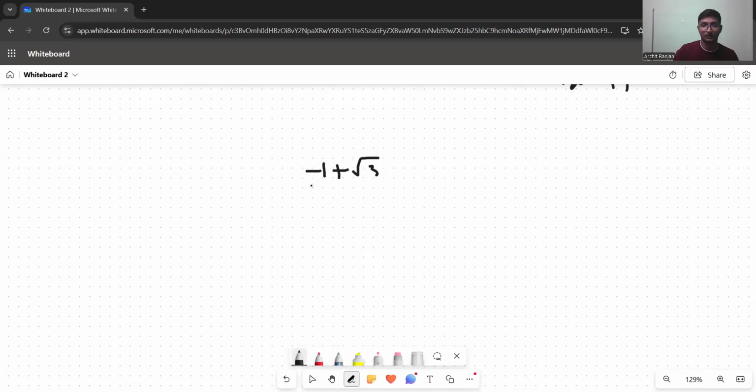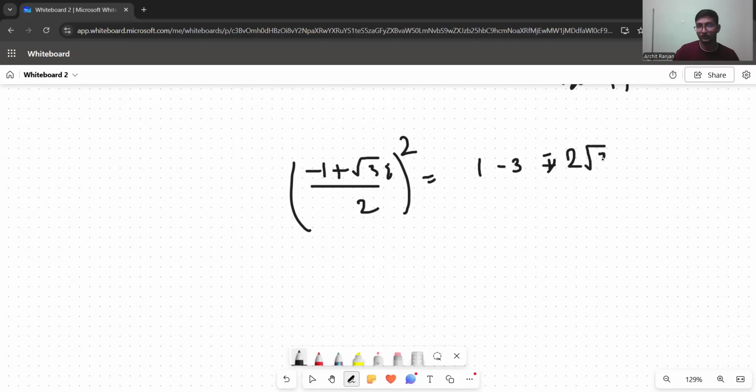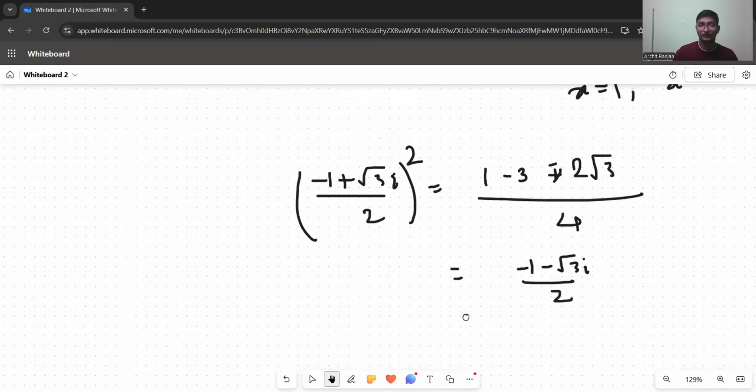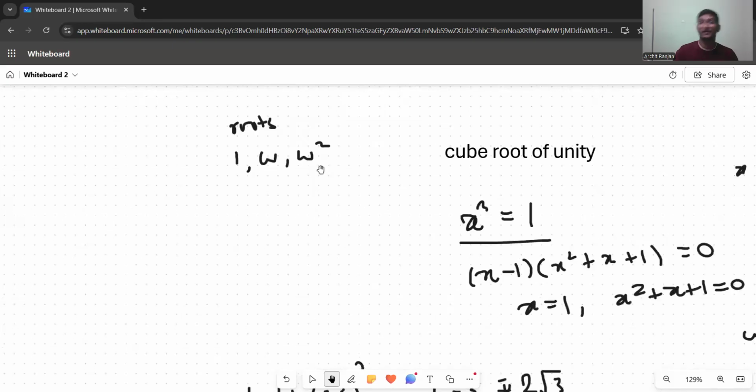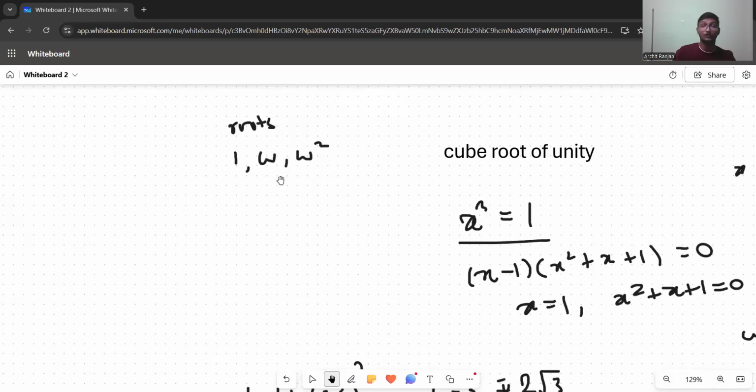Plus root 3 by 2 iota, and I'm going to square this. We get 1 minus 3, because iota square is minus 1, plus 2, not plus but minus 2 into root 3, and 1 by 4. So we get minus 2 root 3. We divide by 2, so we get minus 1 minus root 3 by 2 iota, which is omega square. So this gives us three roots, that is 1, omega and omega square.